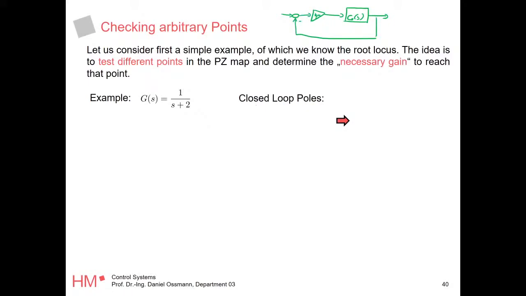This guy definitely has a pole, right? The open loop pole is at -2, but maybe we want to place that somewhere else. And now we're going to check if that location we desire is actually reachable by just a proportional feedback.